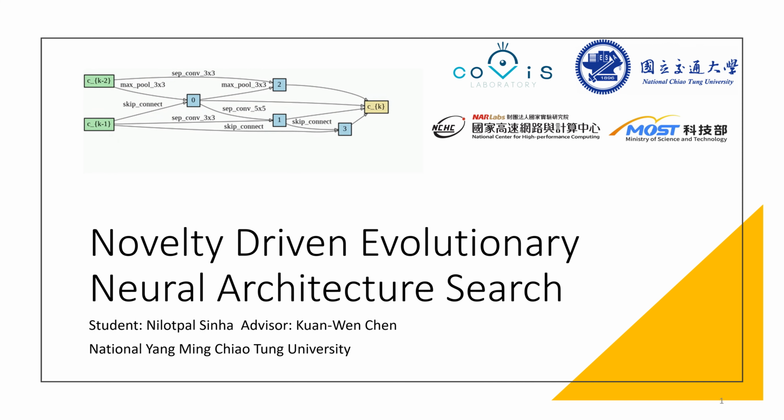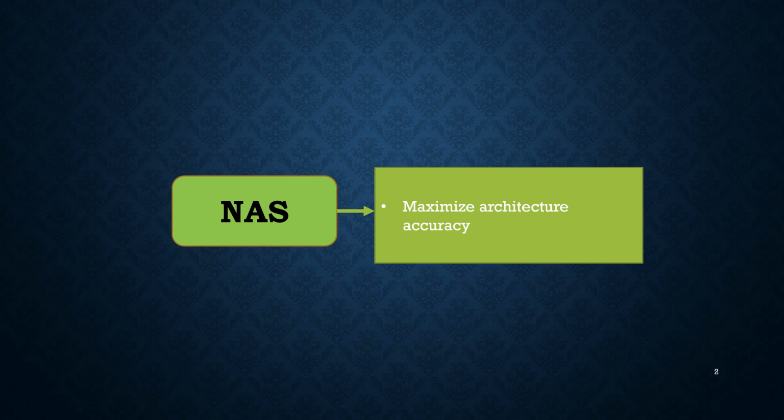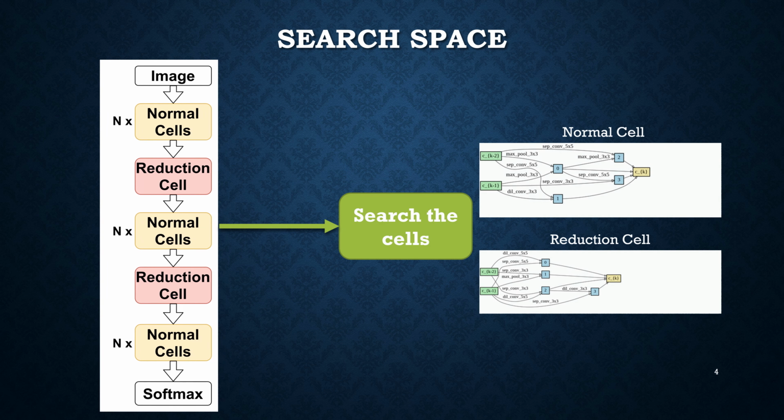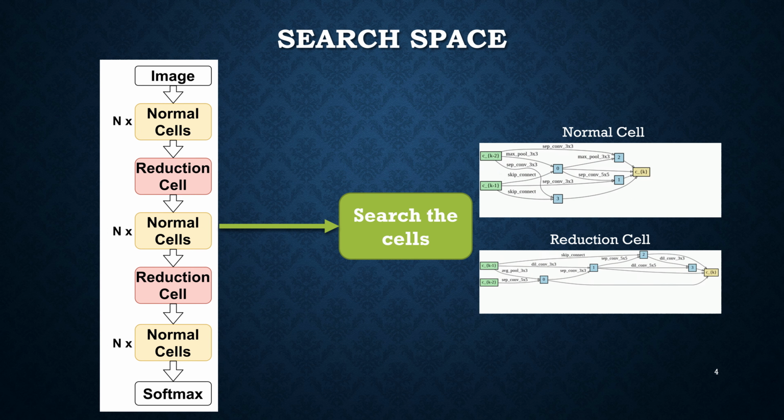Today I will present our work called Novelty-driven Evolutionary Neural Architecture Search. So, any neural architecture search algorithm tries to maximize the architecture accuracy. In this work, we are trying to search for two types of cell. One is the normal cell, another one is the reduction cell.